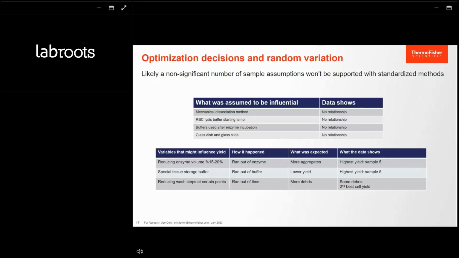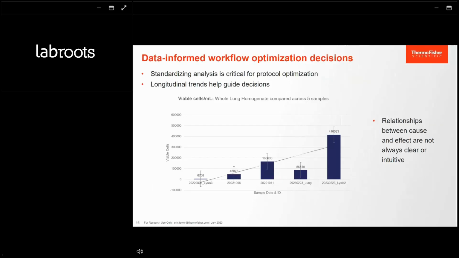And then finally, reducing the wash step at certain points. I was crunched for time, had to hurry something up. I cut out certain wash steps to just move along. I expected way more debris and potential impacts on a different ratio in live to dead cells. And I was very surprised that the ratio of debris was equivalent to most of the other samples. And this was the second best yield recovery of cells.